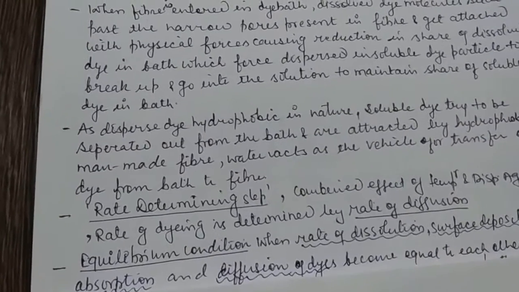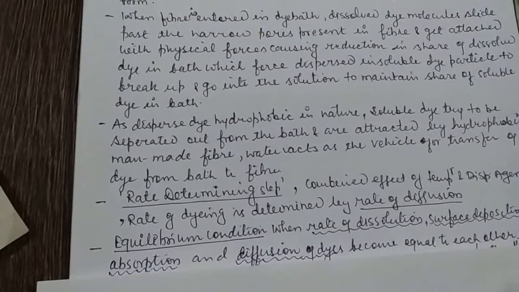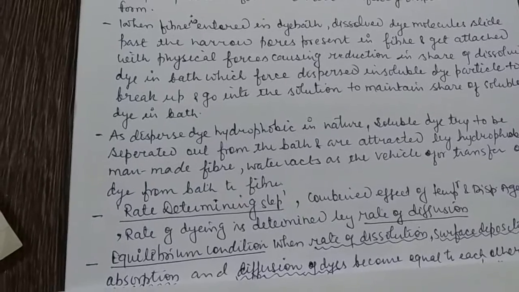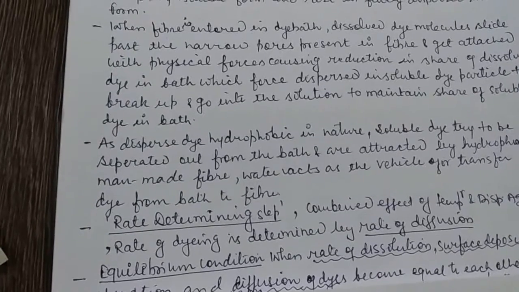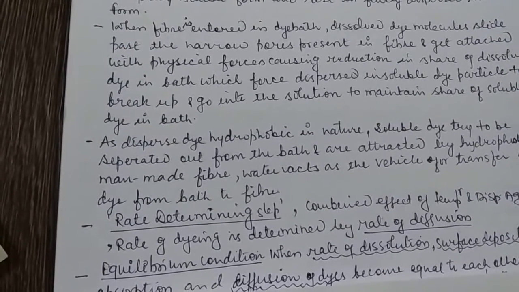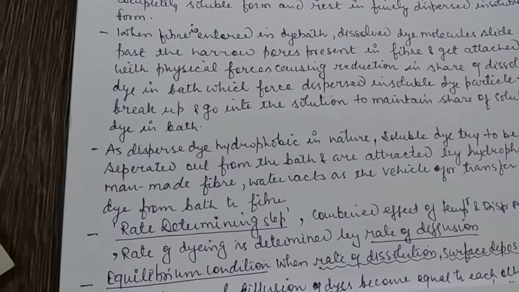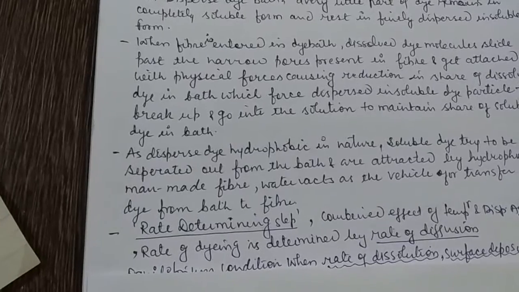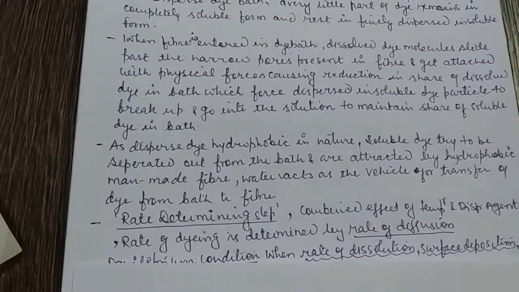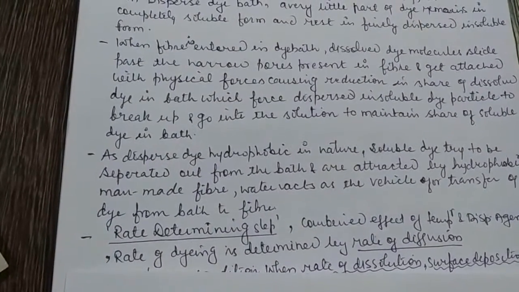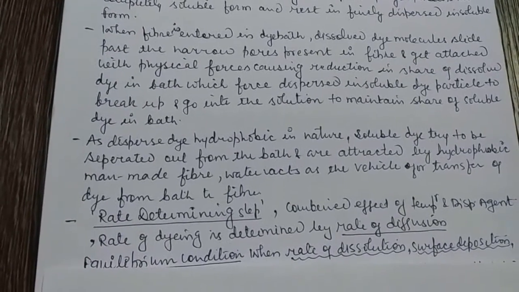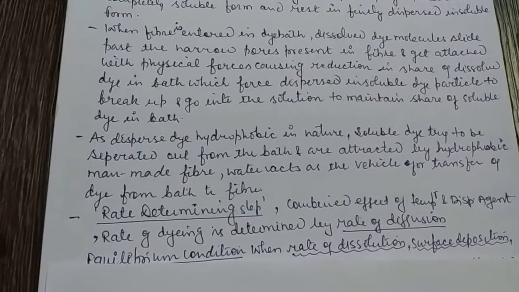Rate determining steps. In dispersed dyeing, the effect of temperature and dispersing agent on dyeing rate is called rate determining step. It means how much amount of dye will be taken up by the fiber is depend on effect of temperature and amount of dispersing agent which is added in dispersed dye bath. Dispersing agent generally facilitate the solubilization of dispersed dye in dye bath.